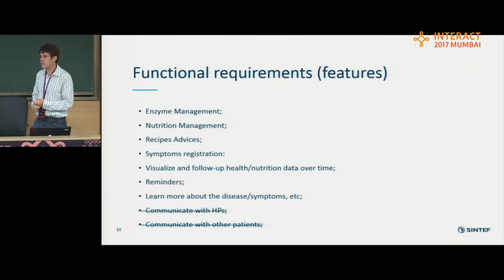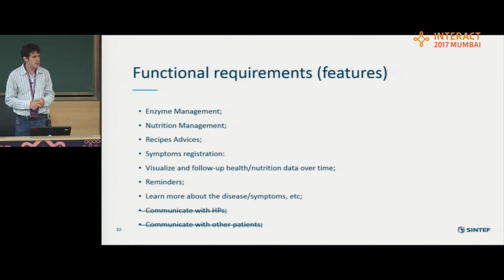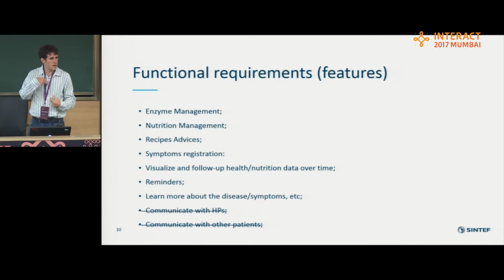Some of them were interested in reminders, especially when they have to take new medicines, or also consultations or some events that don't happen in a very routine fashion. And some were also more interested in learning about the diseases. There were groups of patients that were also interested in communicating with health professionals, to be able to get in touch with the health professionals easily through the app, and also to communicate with other patients. But those are two requirements that we actually didn't work further in the project.